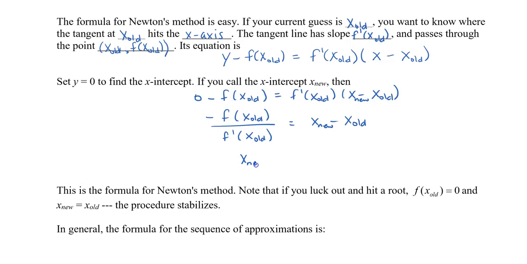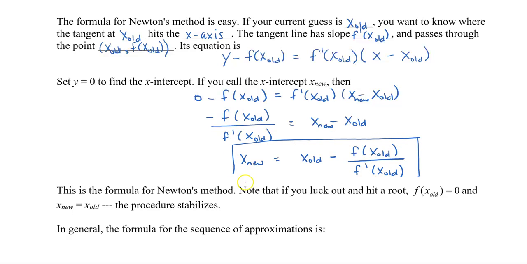So my x new value is equal to the x old value, take away f of x old, divided by f prime of the x old value. So this is the formula for Newton's method. Put a box around this.